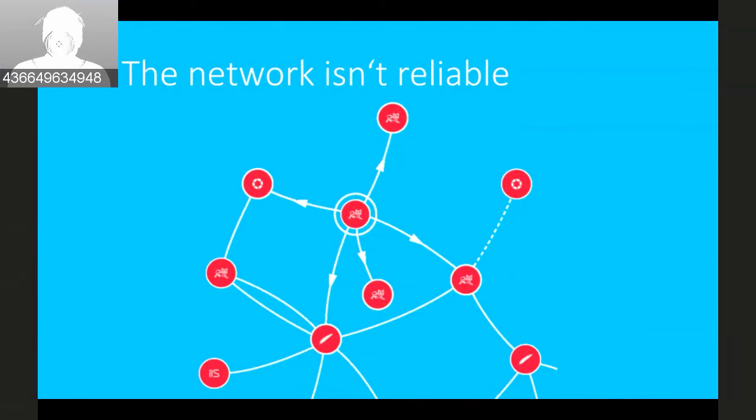So learning number three is the network isn't reliable. But let's quickly talk about the role of the network. When you migrate from a monolithic to a microservices-oriented architecture, you trade fast in-memory communication to much slower inter-service communication across networks.